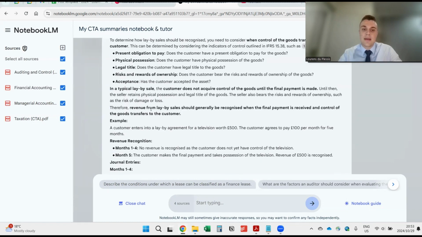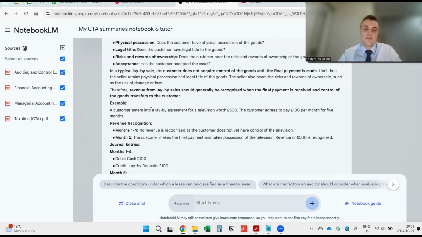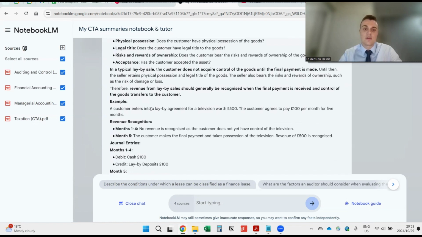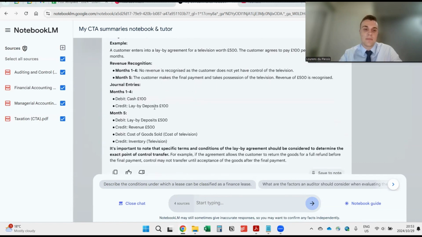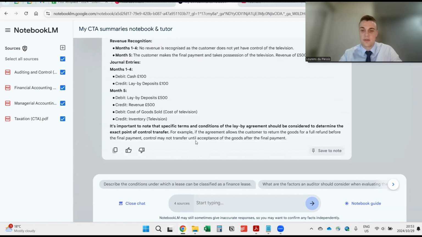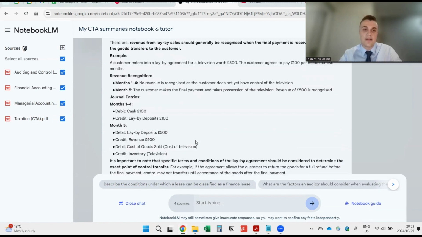And then in a typical lay-by sale, the customer does not acquire control of the goods until the final payment is made. Until then, the seller retains possession and legal title of the goods. The seller also bears the risks and rewards of ownership, such as the risk of damage or loss. And therefore, the revenue for lay-by sales should generally be recognized when the final payment is received and control of the goods transferred to the customer. And then it even gives us an example, which would depict the solution to that.